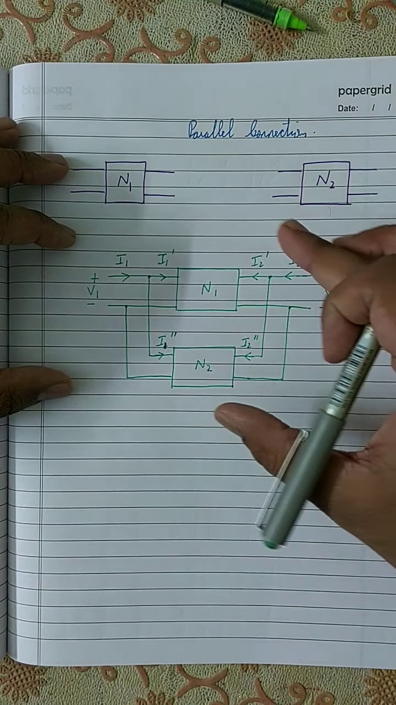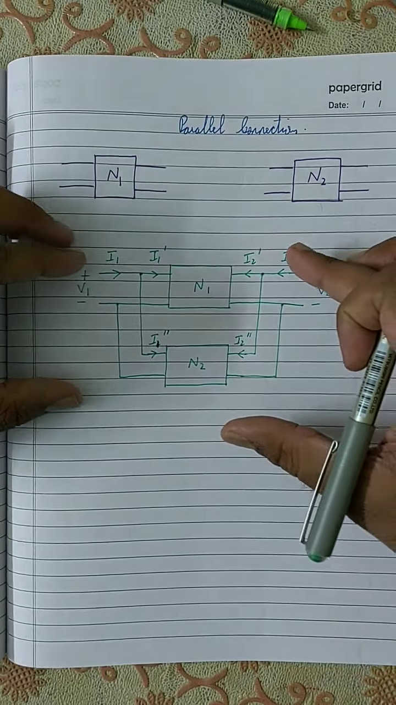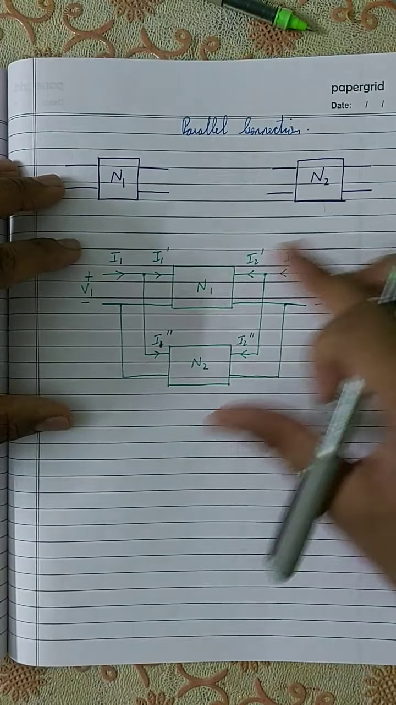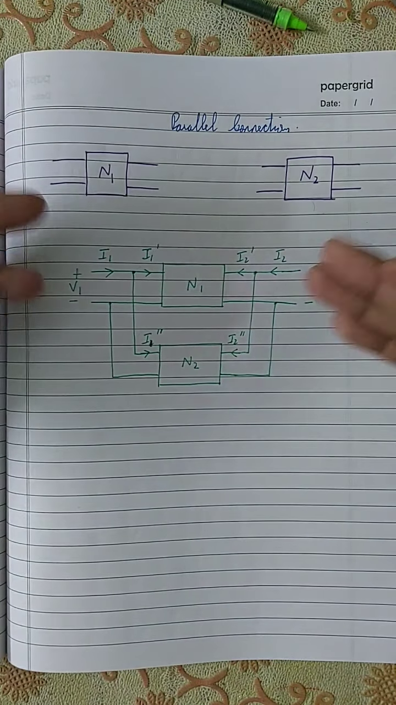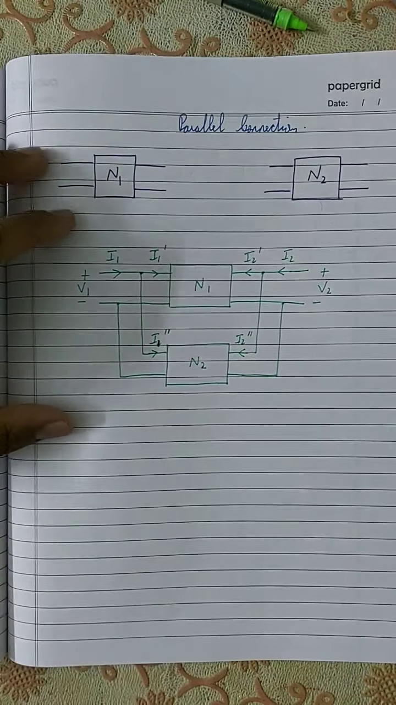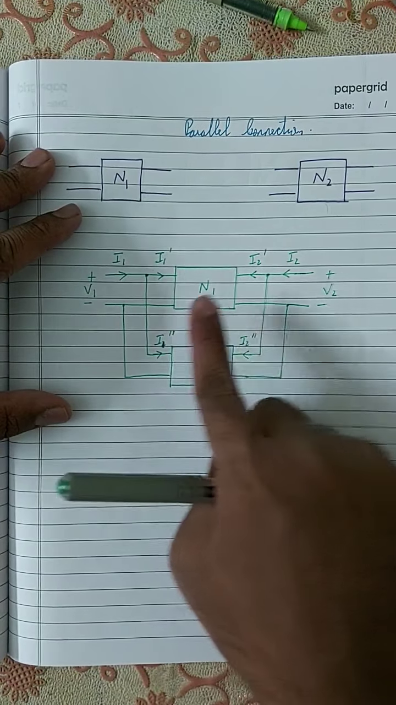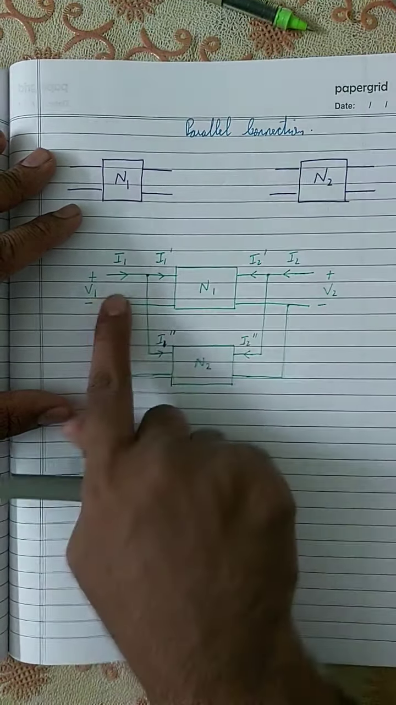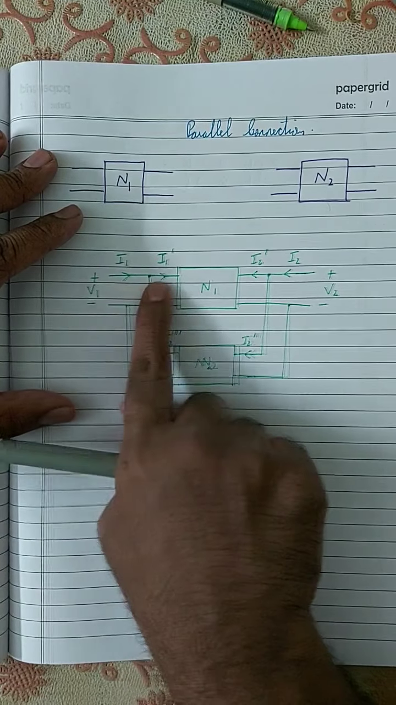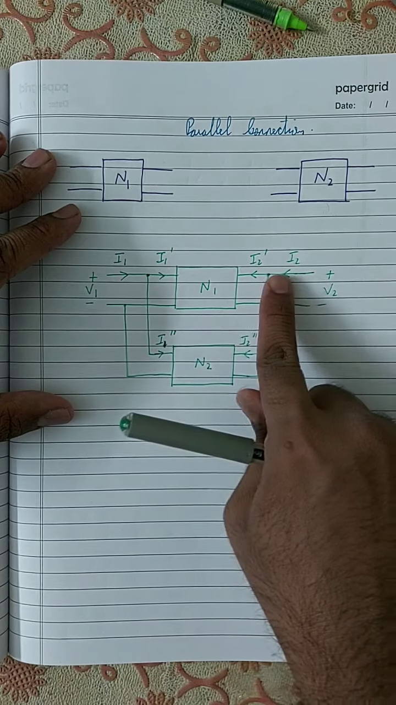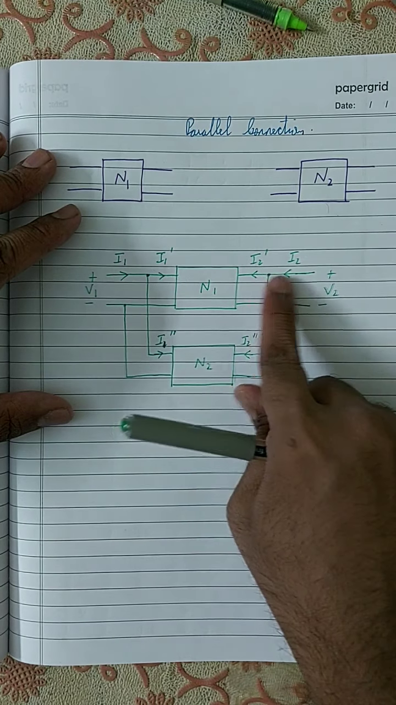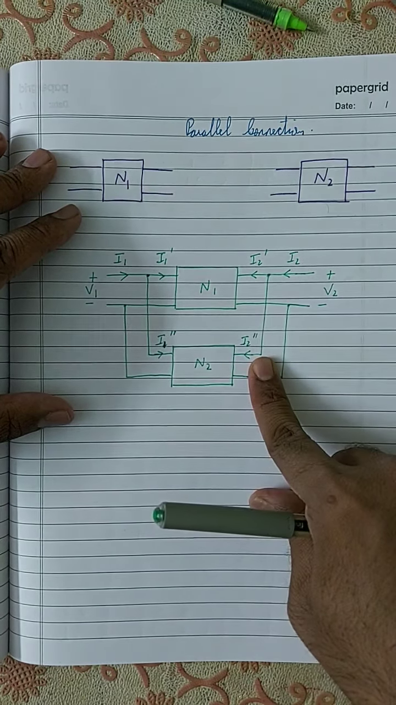So basically you need to understand that when two networks are connected in parallel, the current gets divided. The rest of the parameters are the same, the voltage is the same, but it is the current that gets divided, or the current that gets affected. You see here, according to this, I1 gets divided into I1 dash and I1 double dash. And here also I2 gets divided into I2 dash and I2 double dash.